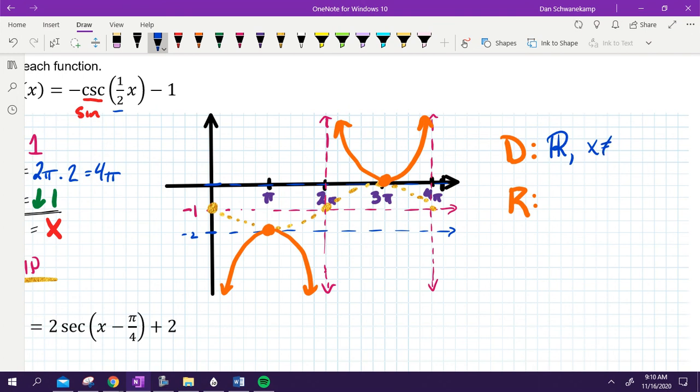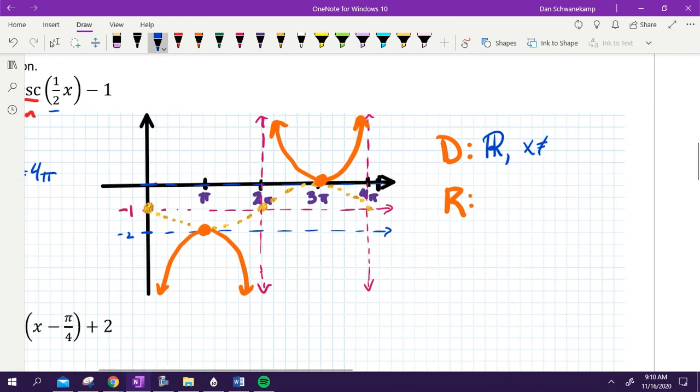But x can't be what here? It can't be 2 pi. It can't be 4 pi or 6 pi or 8 pi or so on. How could I write that mathematically? It can't be any of those forever and ever and ever. 2n pi, where n is an integer. Okay.